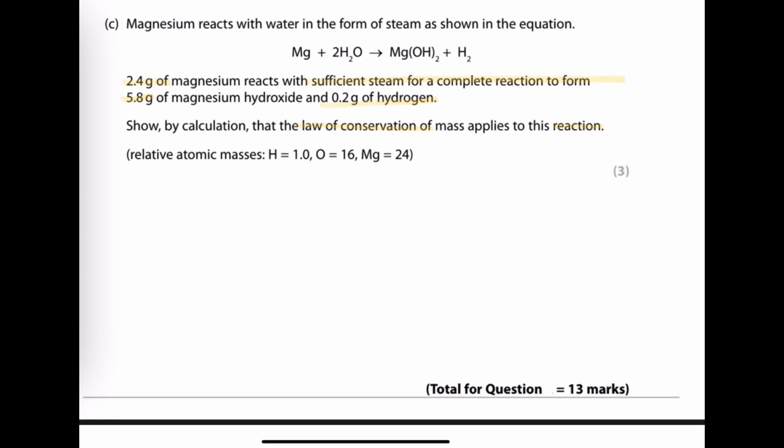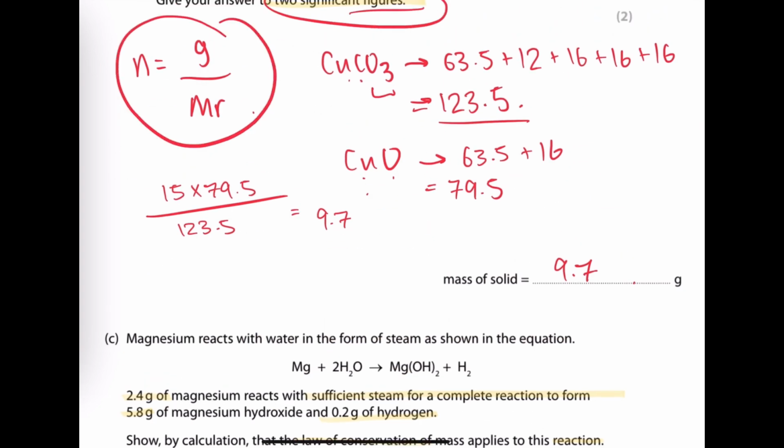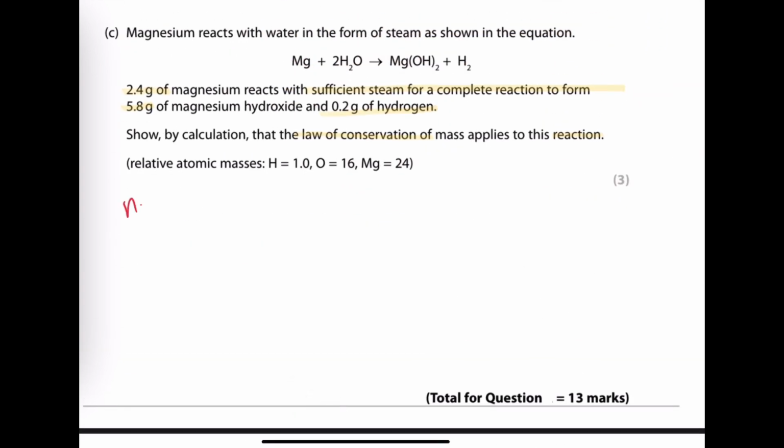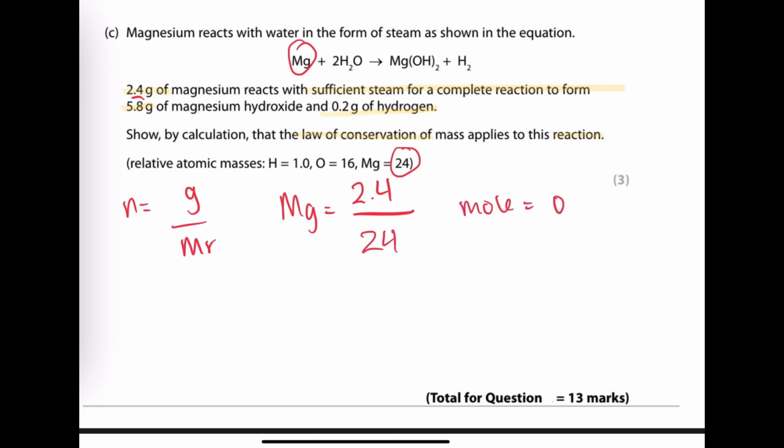How do we find moles? It's this equation that we've put over here. It's n equals grams over Mr. So let's find this for magnesium. We know that it's 2.4 grams. And what is the Mr? We can see over here the Mr is 24. So we know that the moles is 0.1, and this is for magnesium.